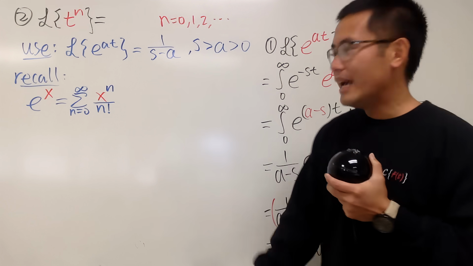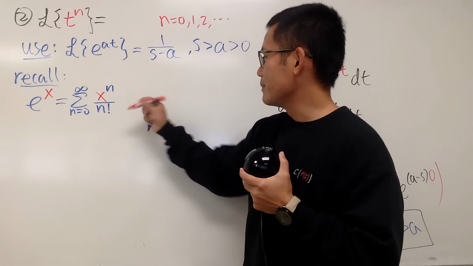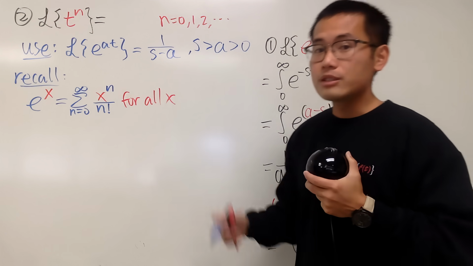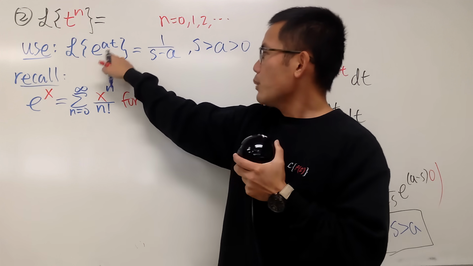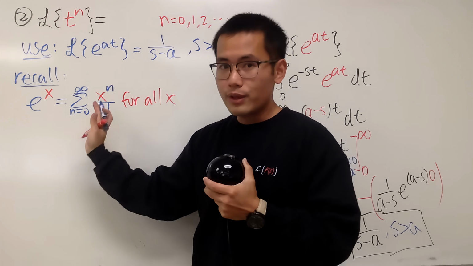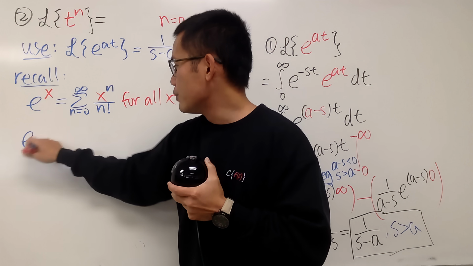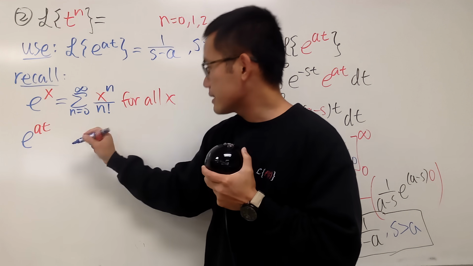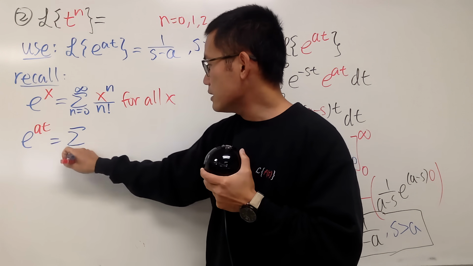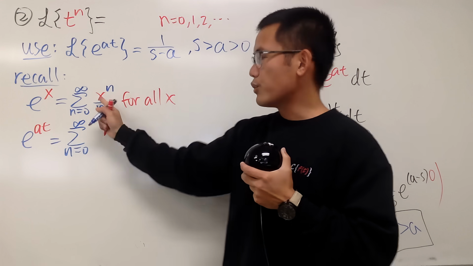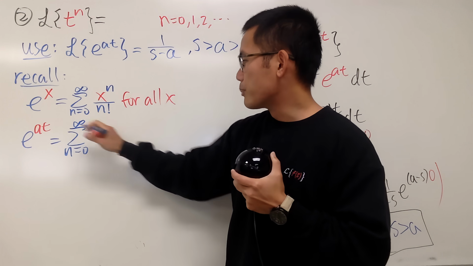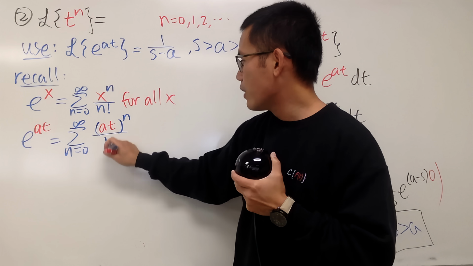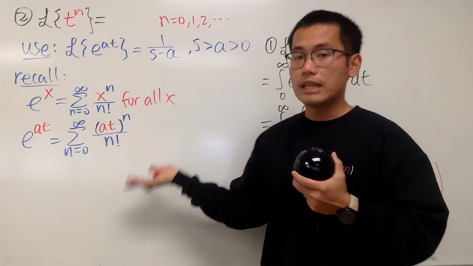So that's what we have. And this right here is true for all x. So let me also just write that down right here. What we are going to do is, you see here we have e to the at. So let's go ahead and just focus on this part first. When I have e to the at, all I have to do is just put the at into this x right here. And this is legit because it's true for all the inputs. So I can just open the parentheses with at inside raised to the nth power over n factorial like that. So that's pretty nice.